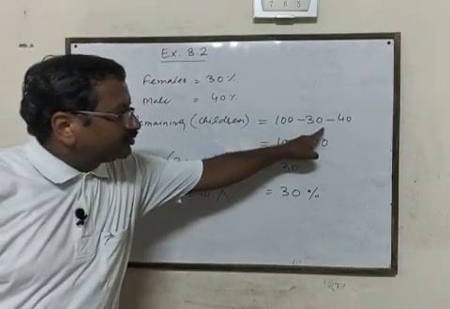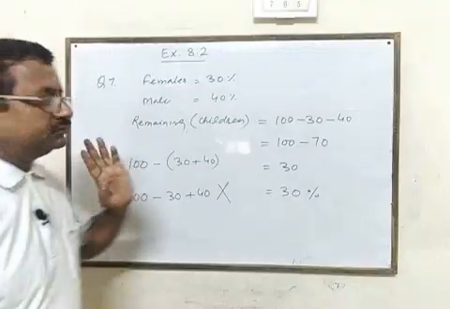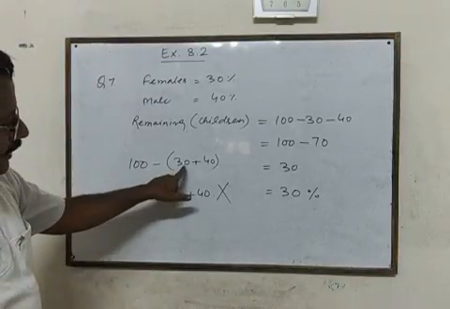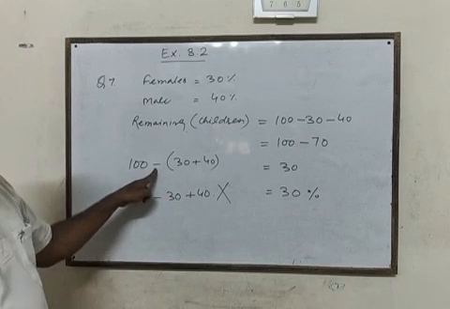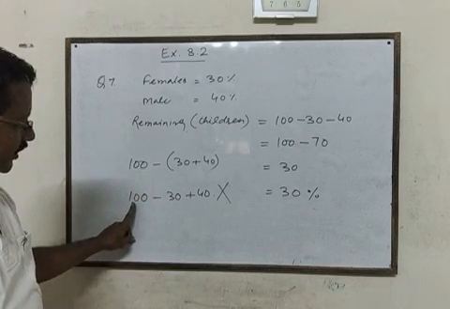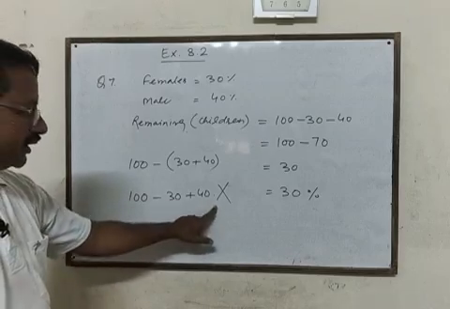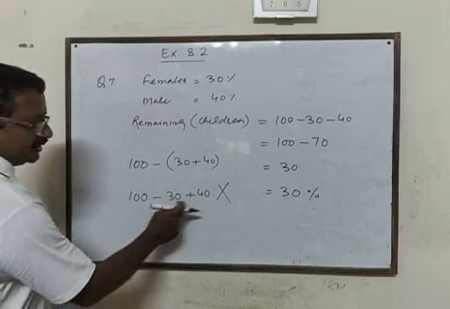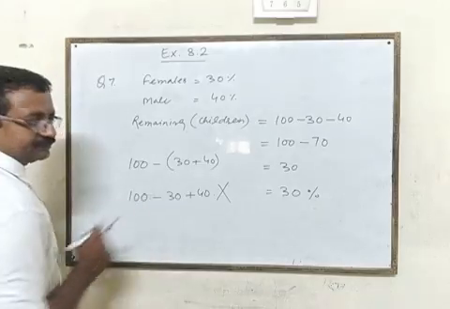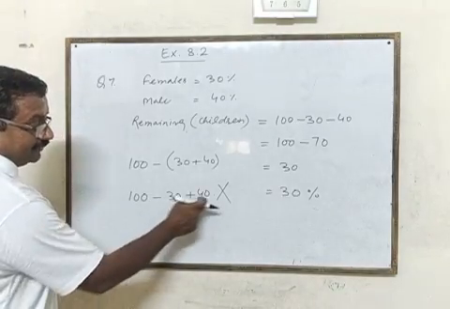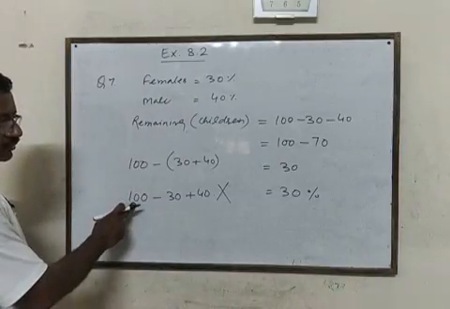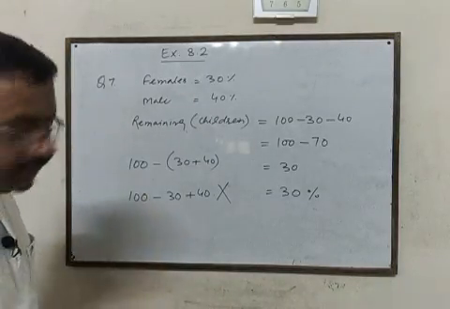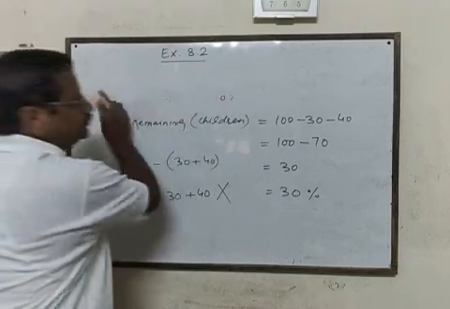Either you will write in this way, minus 30 minus 40, or you should write 30 plus 40 in the bracket, with the minus outside the bracket. If you write 100 minus 30 plus 40, that will be wrong, because in this case they will be subtracted. They are not having the same sign. First they will be added. So this is wrong. The rest two are correct. Be particular in this way.